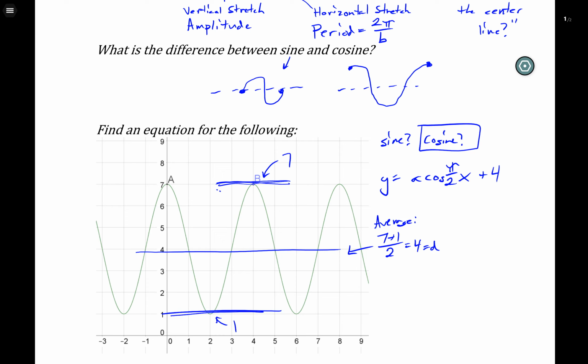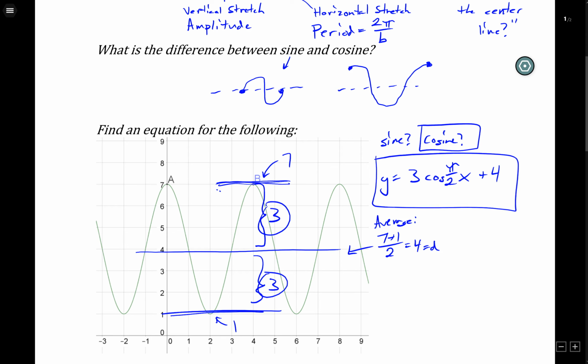So now that I know my center line is right at 4, I can figure out the amplitude. And we know that the definition of amplitude is from the center line up. That looks to be 3. And from the center line down, that looks to be 3. This is my amplitude, so this is my A, and we have everything plugged in, and here's my equation.